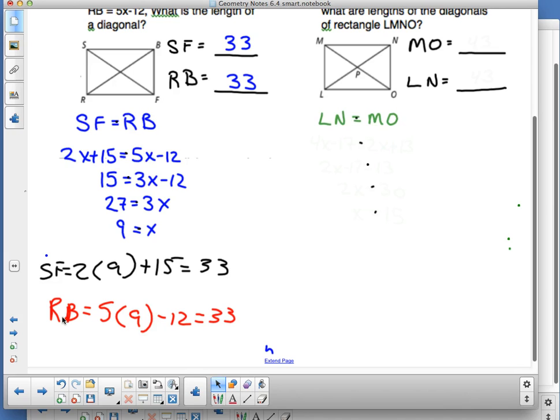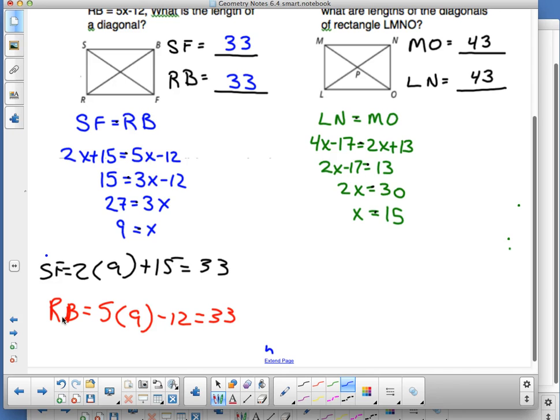Are you okay? Right there. Did you plug those in? Did you set those equal? Now, solving, I'm hoping at this point we're at 15. Okay, I plugged that 15 back in. I'm finding that I got 43s. Remember, MO and LN are equal.